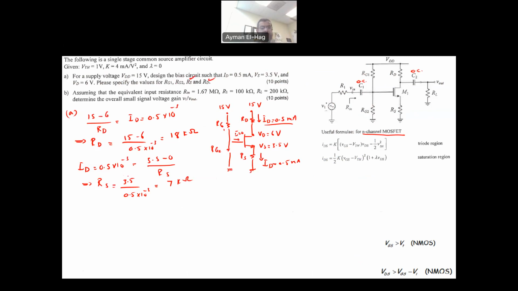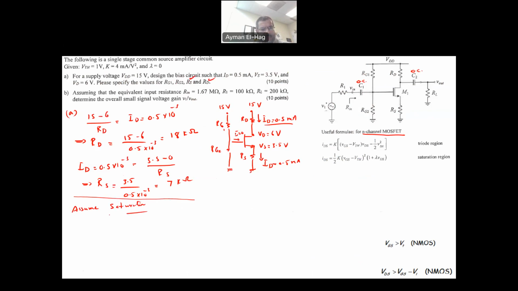Now we want to find RG1 and RG2. Here we will assume the transistor is in saturation region. So assume saturation.